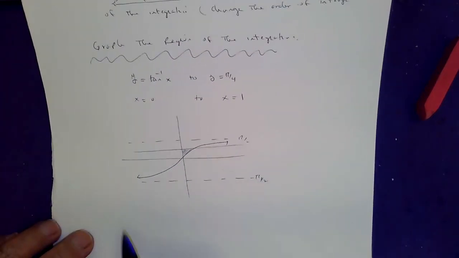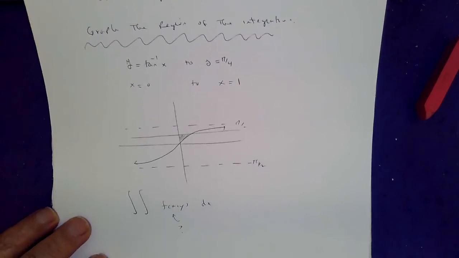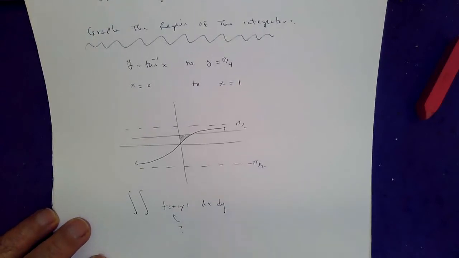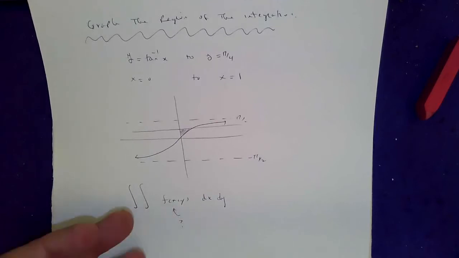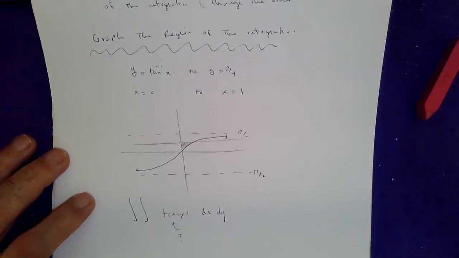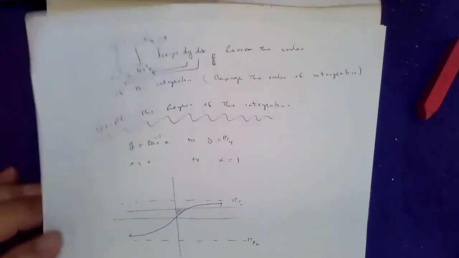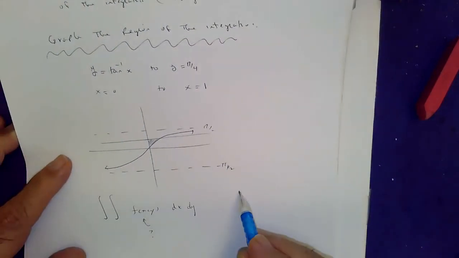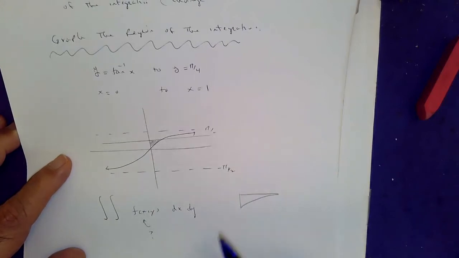Now, I think they want you to evaluate. Notice I don't know how to evaluate this because I don't know what this function is. All I can do for you is reverse the order of integration. I don't know what that is, so there's no way I can come up with an answer. So now they want you, instead of going dy dx, to go dx dy. In other words, if this is my region, they want you to take a horizontal element.